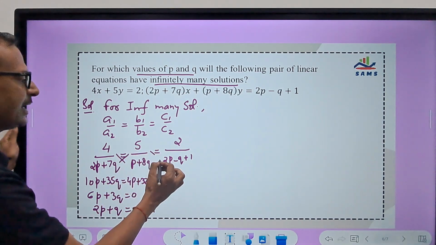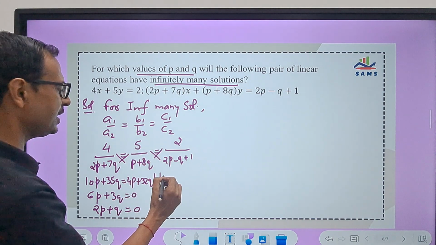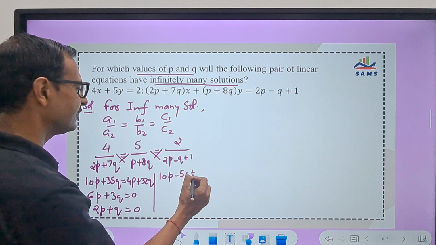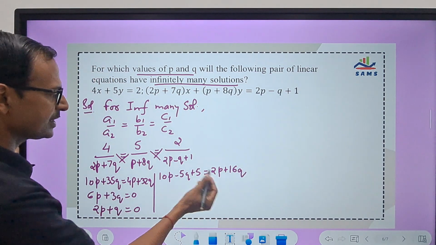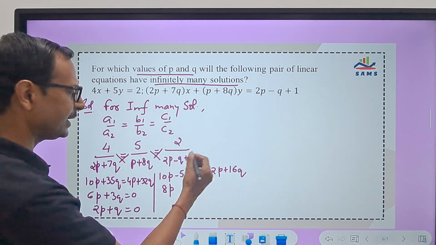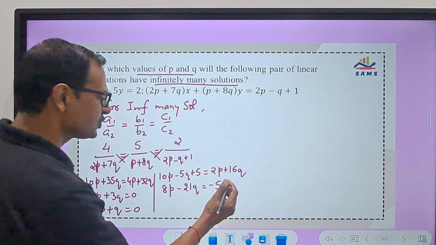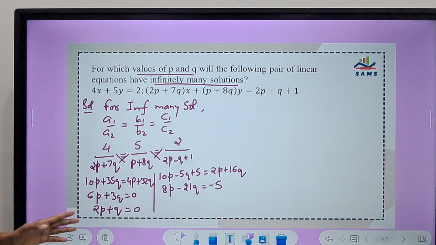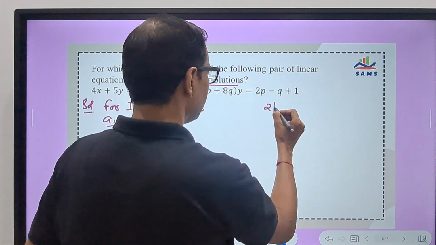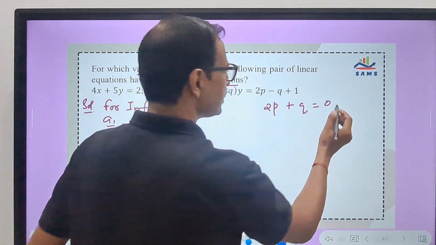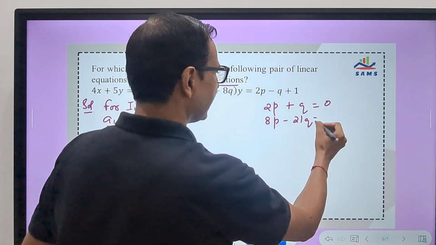If I cross multiply the second and third, or you can do first and third also, I am doing second and third. So this is 10p minus 5q plus 5 equals 2p plus 16q. This becomes 8p minus 21q equals minus 5. So we have two equations which we can solve now using the linear equations in two variables concept. That's quite easy now. So 2p plus q equal to 0 is the first equation which I obtained here, and the second one is 8p minus 21q equals minus 5.